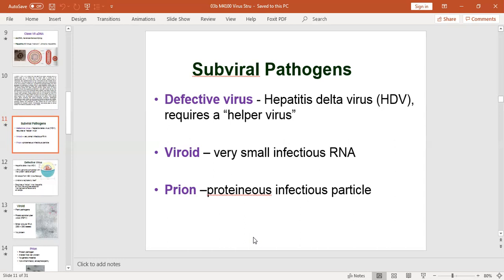The next category of subviral pathogens include viroid, and viroids are very small infectious RNA molecules. They are not DNA and they are not protein. And the last class of subviral pathogens include prions. Prions are proteinous infectious particles. We will have a complete lecture on prions, how they work, with the diseases they cause, etc.